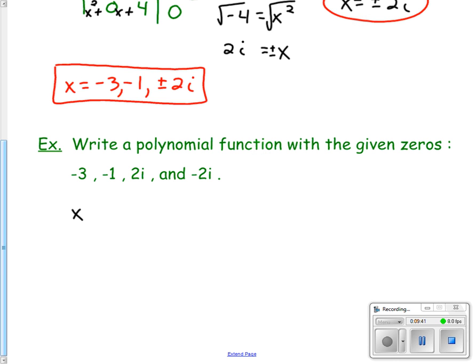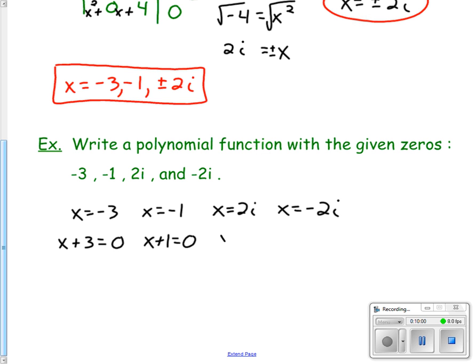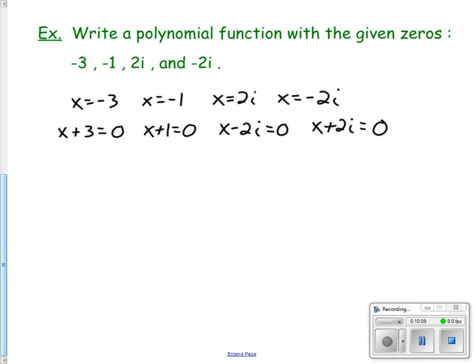So if I know -3 is an answer, I'll set x equal to that. Set x equals -1. I'll set x equal 2i, and x equals -2i. Setting each of these equal to 0, I'll get x plus 3 equals 0. That's one factor. x plus 1 equals 0. It's a second factor. x minus 2i, and x plus 2i equals 0. This means that my polynomial is going to have the factors x plus 3, x plus 1, x minus 2i, x plus 2i.